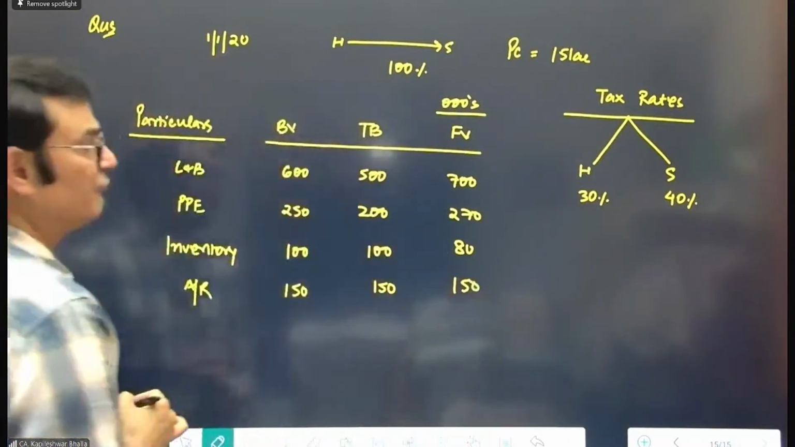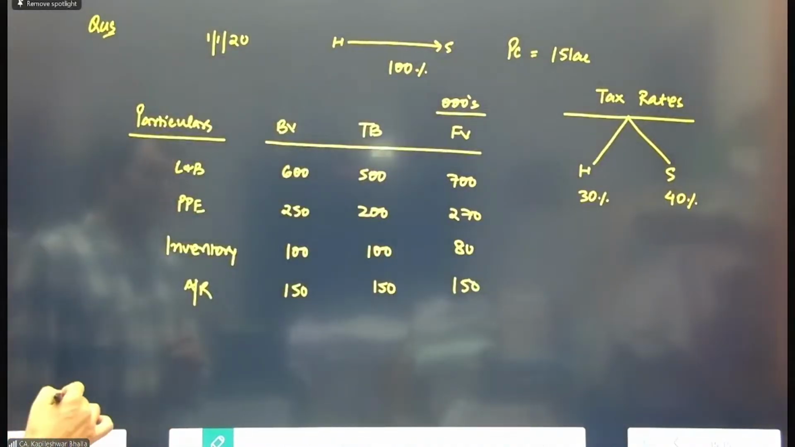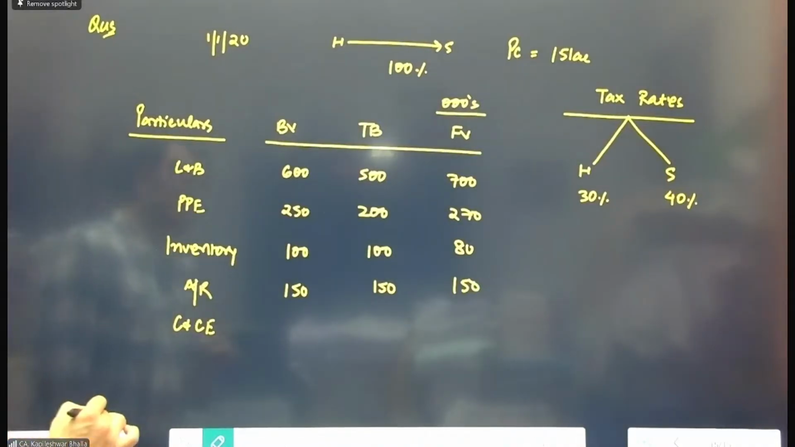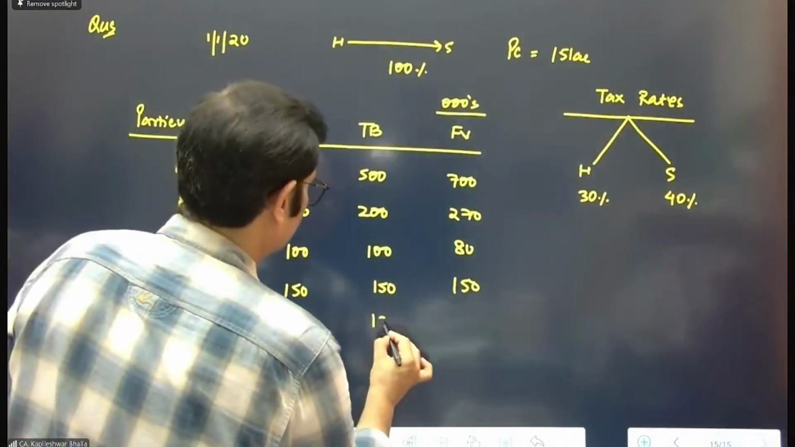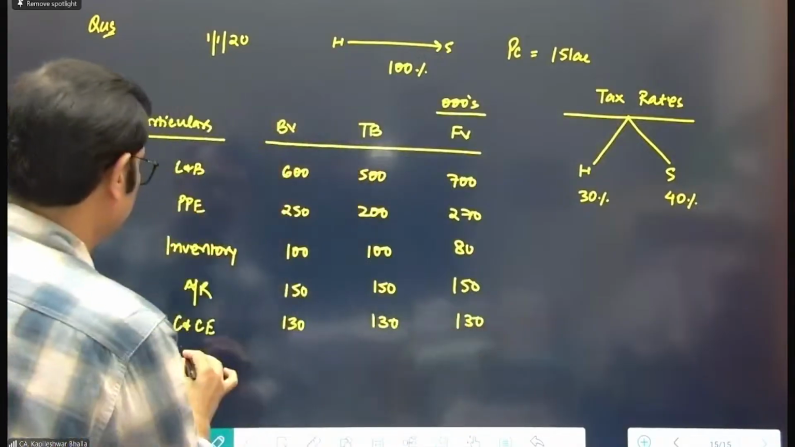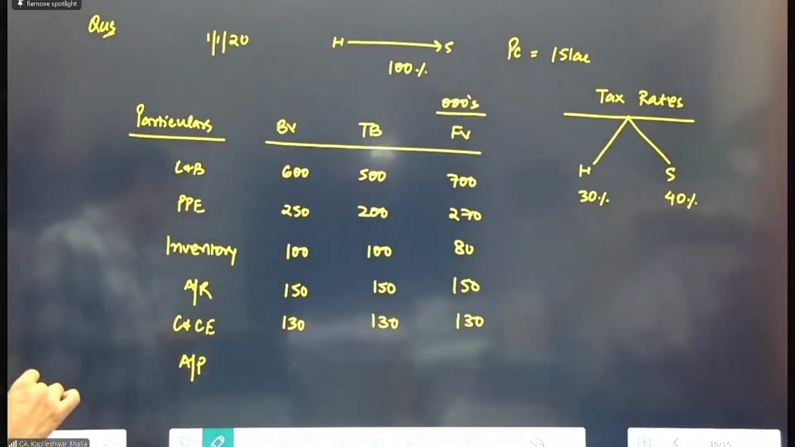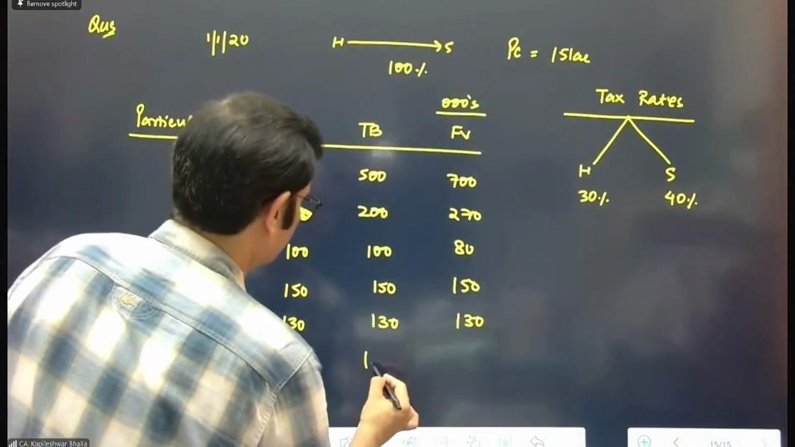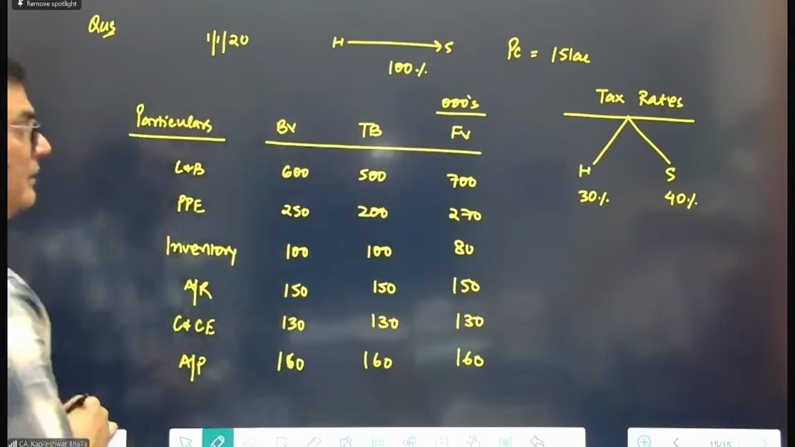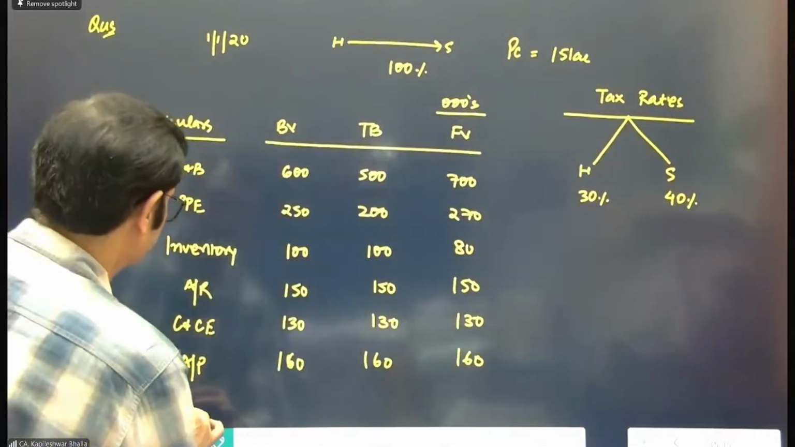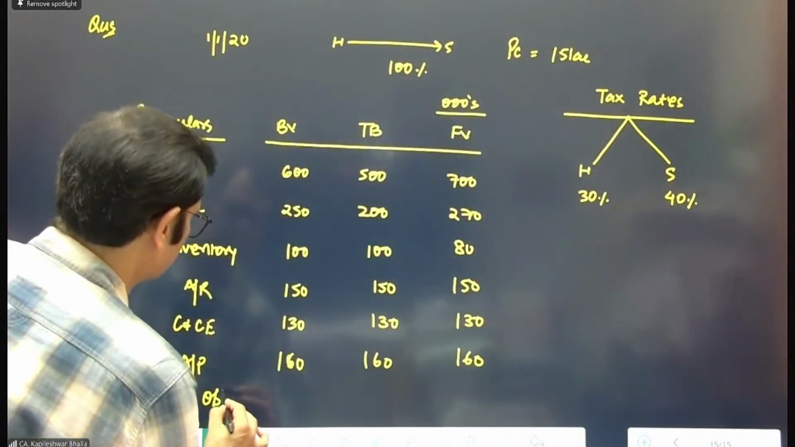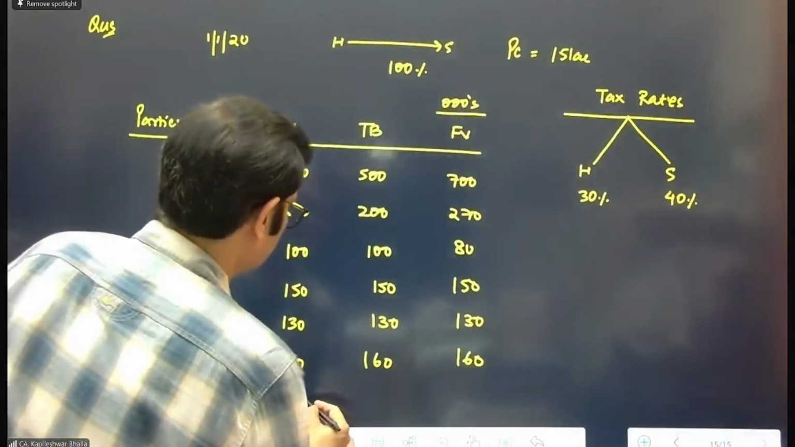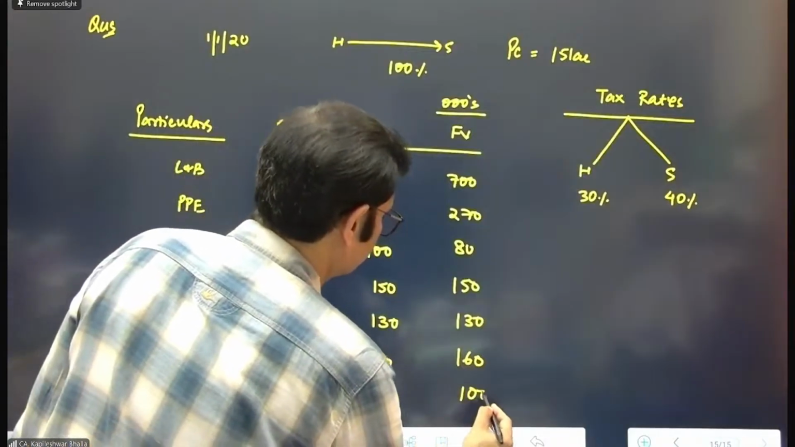Account receivable is 150 throughout. And let's consider cash and cash equivalents. And that's 130 throughout. And we are given one liability as well, and that's accounts payable. And the accounts payable is 160 throughout. And there is another liability also given, which is retirement benefit obligations. I'm putting it as RB, retirement benefit obligations. And this is 100, this is nil, and this is 100.